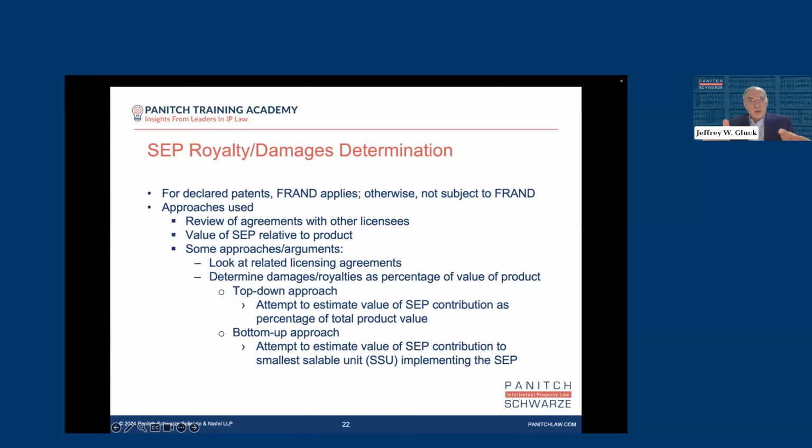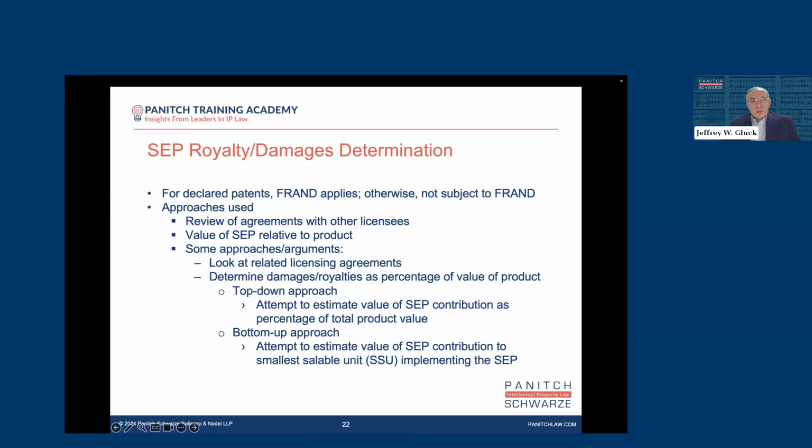If there's one thing you take away from this, it should be an understanding of what a standard is, which is basically a compatibility document or a compatibility set of documents. So some of the approaches or arguments, and we mentioned these a little bit earlier, is looking at related licensing agreements for the standard essential patent.